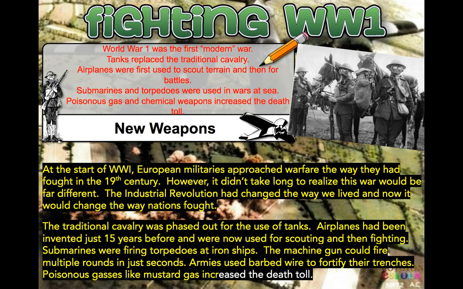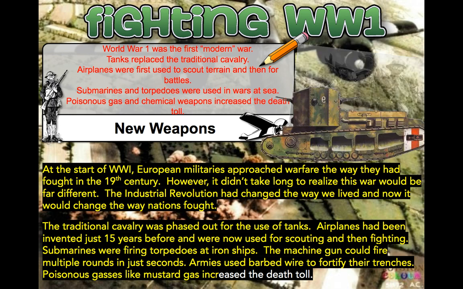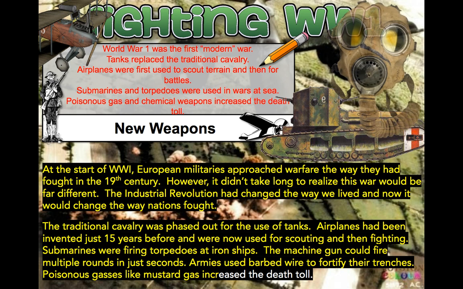Submarines were firing torpedoes at ships. Machine guns could fire multiple rounds in just seconds. So you can see that the advancements that we've talked about outside of the war, these things were not created for the use of war, so to speak, but they would certainly go on to help the way that the war was fought. And then finally, the use of barbed wire, they would fortify their trenches so people couldn't run in and attack them.